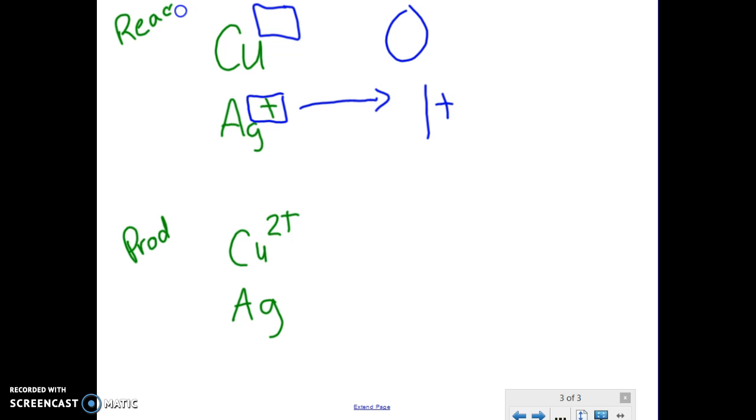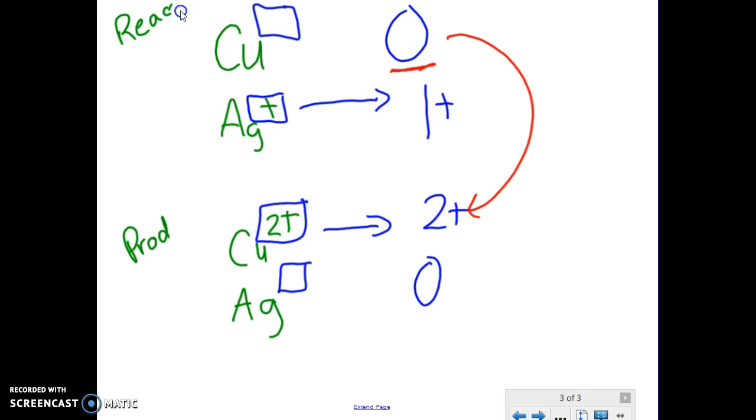In the products, we have Cu2 positive in our net ionic equation. That means this has a 2 positive charge. There is nothing up here, so it is neutral, with no charge. Our question then becomes, if copper starts off as neutral, how come it becomes 2 positive? Because it's being put together with another element.